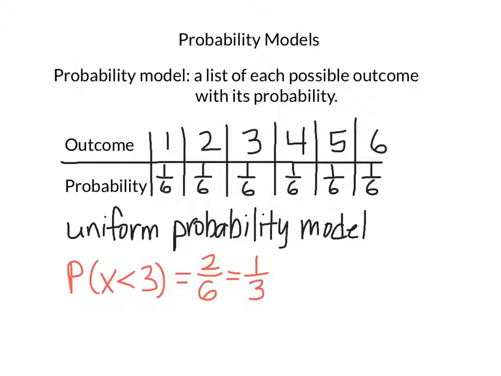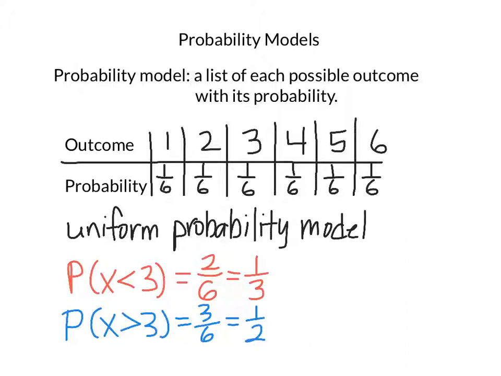They could also ask us, what is the probability of rolling a number greater than 3? Well, again, that would then be these 3 numbers. So that would be 4, 5, and 6, which is a probability of 1/2.